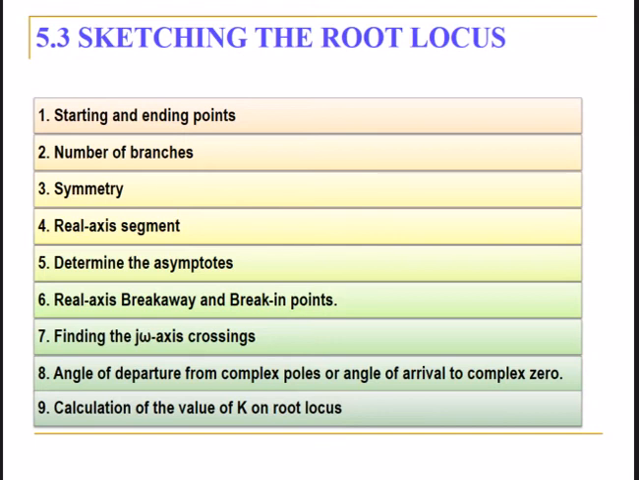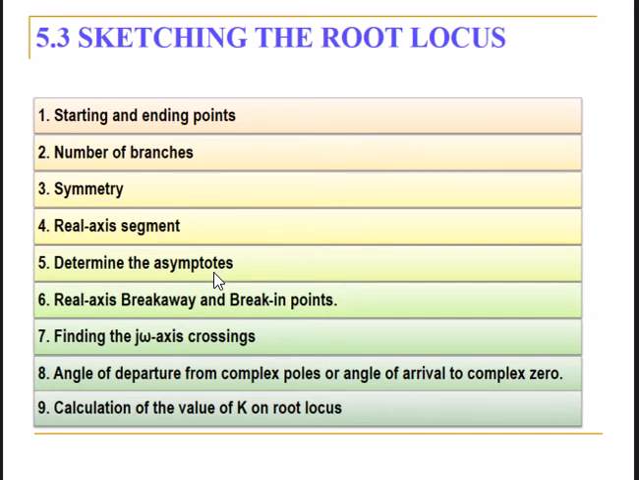First, kita nak tengoklah starting and ending point from the characteristic equation. Second, we need to know the number of branches that we have. Third, symmetry or not to that our figure from the characteristic equation. And fourth, we need to know the real axis segment. Fifth, we need to determine the asymptote by using the equation.